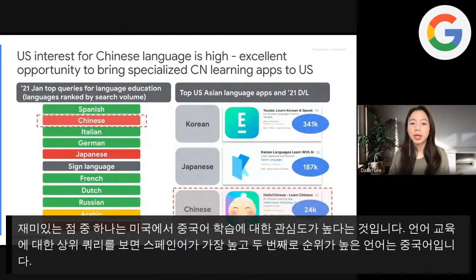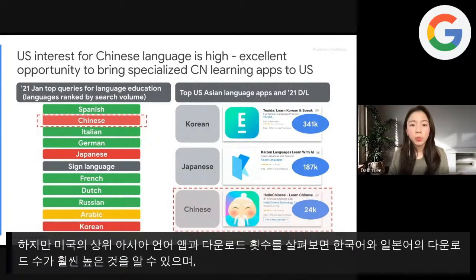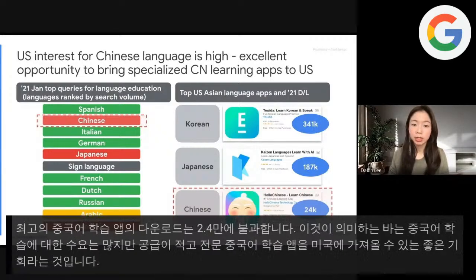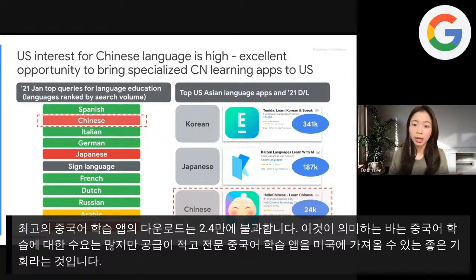One of the interesting things is that the interest level in learning Chinese is very high in the US. When you look at the top queries for language education, Spanish is the highest, and the second ranked language is Chinese. However, looking at the top US Asian language apps and download numbers, the download number is much higher for Korean and Japanese, while the top Chinese learning app has only 24K downloads. What this means is that there is high demand with low supply for Chinese language learning, and it's a great opportunity to bring specialized Chinese learning apps to the US.